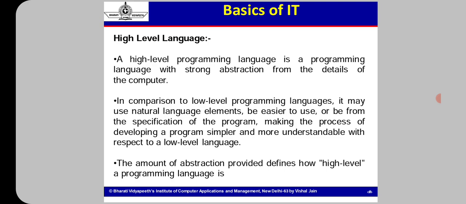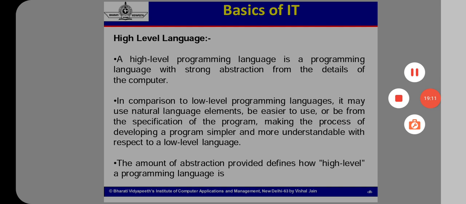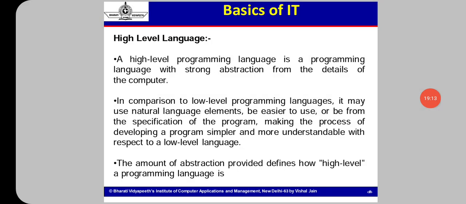The third type of languages are high level programming languages. A high level programming language is a programming language with strong abstraction from the details of the computer. In comparison to low level programming language, it may use natural language elements and be easier to use, making the process of developing a program simpler and more understandable with respect to low level. That is the amount of abstraction.